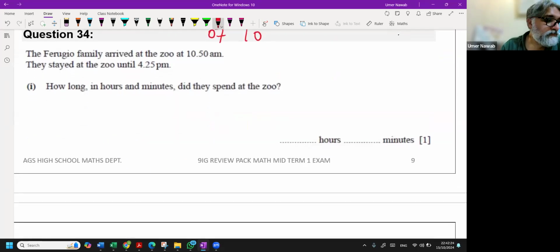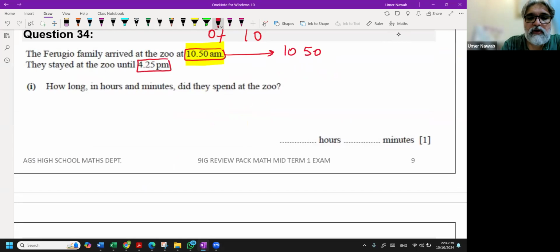Next question. Sometimes the examiner gives the time in AMs and PMs. Don't worry. Convert the AM time to the 24 hours format. So 10:50. 4:25, convert it into 24 hours format. So add 12 into it because this is afternoon. So it comes to 16:25.